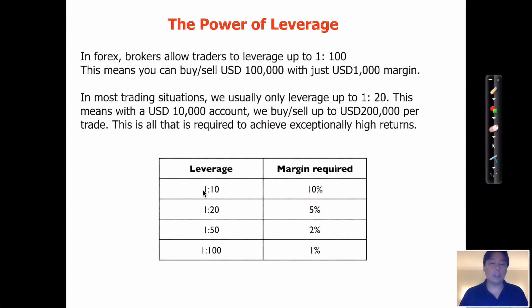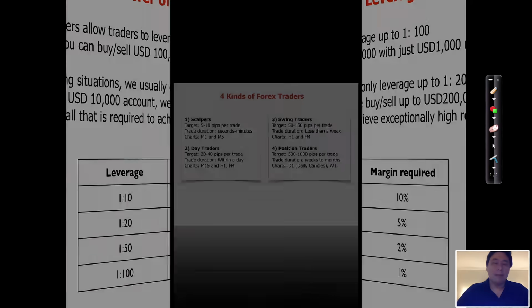Okay, so notice that based on the leverage, it tells you the margin required. So again, 1:20 means that we just put a 5% deposit or 5% of the contract size to go long or short on the position. Right, so that's how we use leverage.